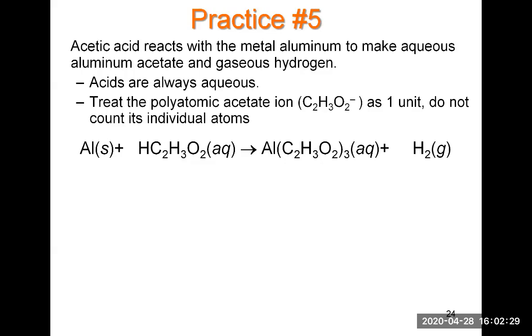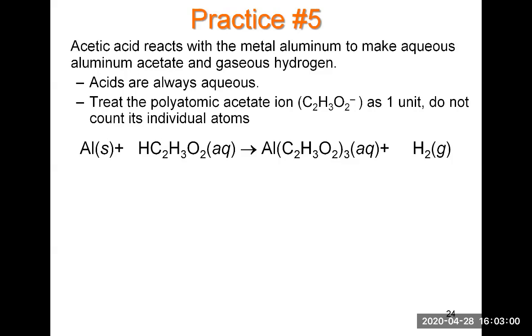So when we are ready to balance this, we want to treat the polyatomic ion acetate as a unit. You want to count the ions. And so you will keep the acetate as one ion. So the formula will be C2H3O2, and you want to count this unit. Do not count individual atoms. It would be a waste of time and energy.